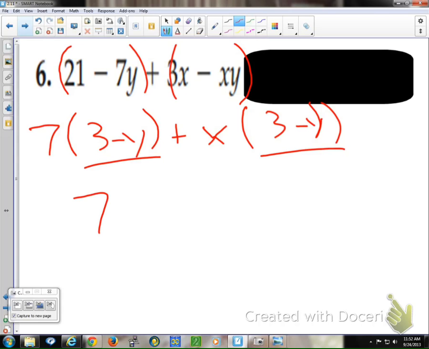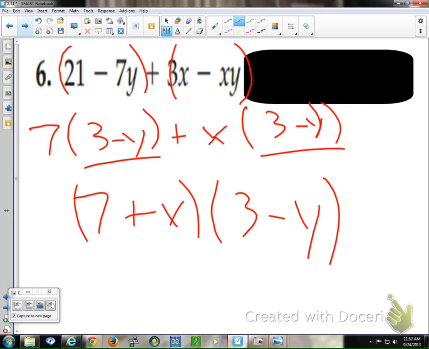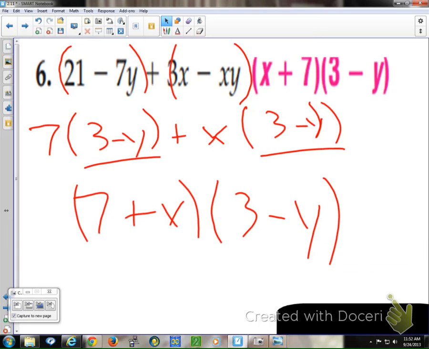7, how many 3 minus y's do I have? Well, I have 7 plus x 3 minus y's. And believe it or not, that is your answer. X plus 7 times 3 minus y. Or 7 plus x. It doesn't really matter your order there.